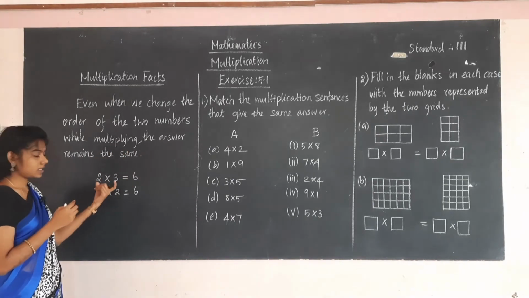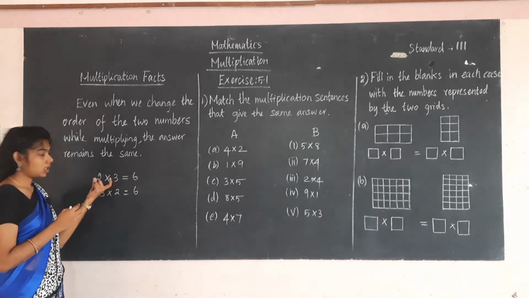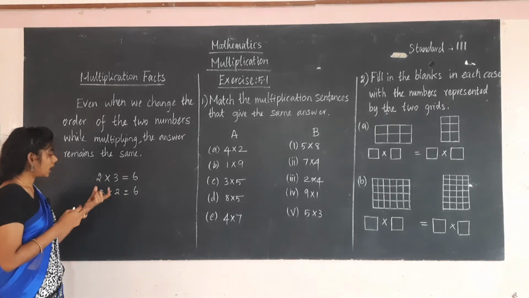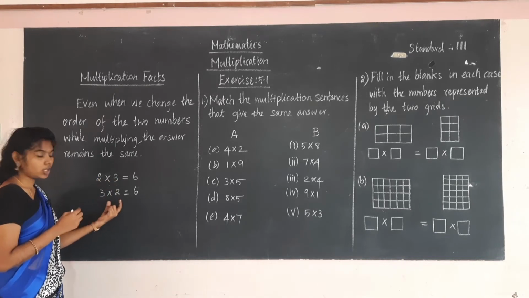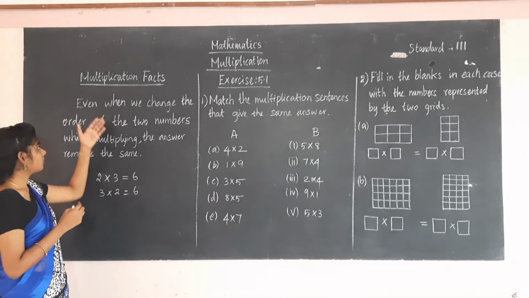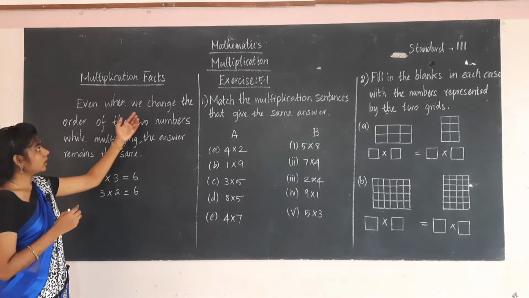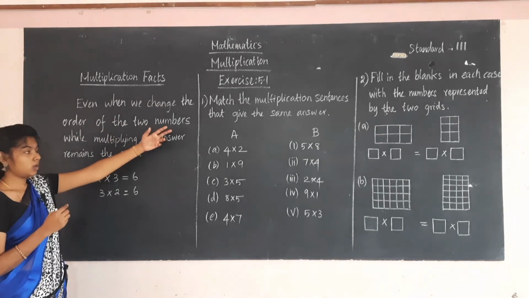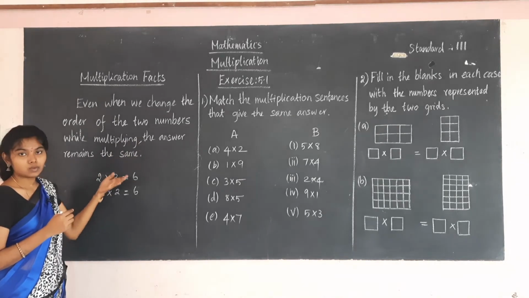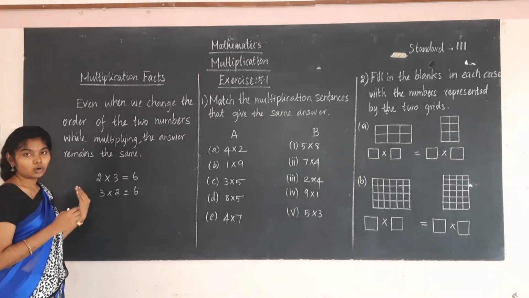I have given one example for you, that is 2 into 3 is 6. You know the product, how we have done it. This is a multiplication, 2 into 3 is 6. Here I have changed the numbers 2 and 3 as 3 into 2 is equal to 6. So the two are the same. That is what is meant by multiplication facts: even when we change the order of the two numbers while multiplying, the answer remains the same.